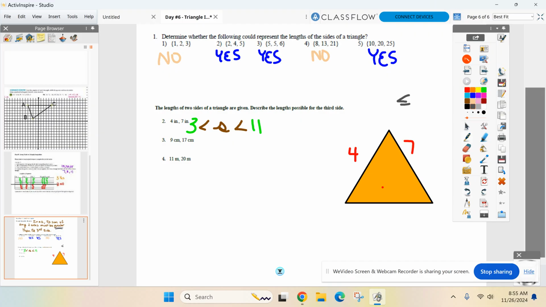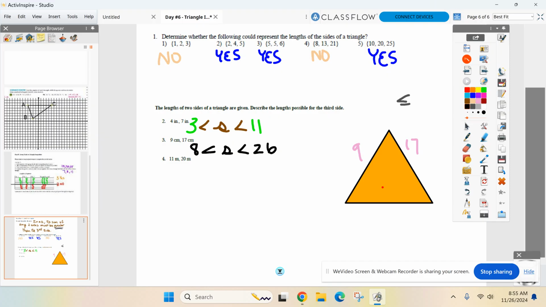Look at number 3. Now I'm doing 9 and 17. Instead of sitting here going, all right, somebody give me a side, somebody give me a side, and then determining the inequality, we can go a little quicker now. Subtract those sides. What do you get? 8. So at least I know my side has to be bigger than 8. But go ahead and add them. 26. My side has to be less than 26. That's how I can get that third side much quicker.